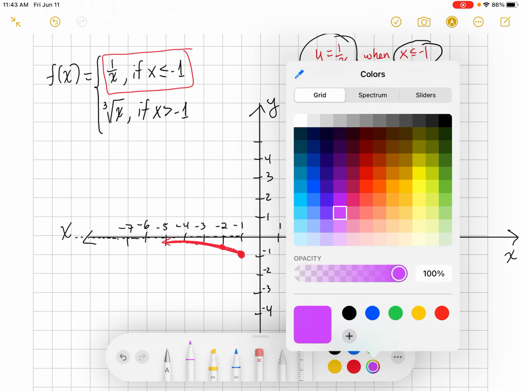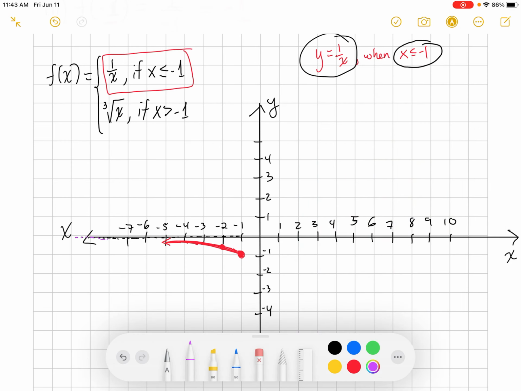Okay, so that dotted black line there, I tried to make it purple, but it didn't come out purple. Let me do it again. Okay. This purple line, it's not part of the graph, but the red function gets close to it on the left tail. So this is going to get closer and closer and closer, you can say.